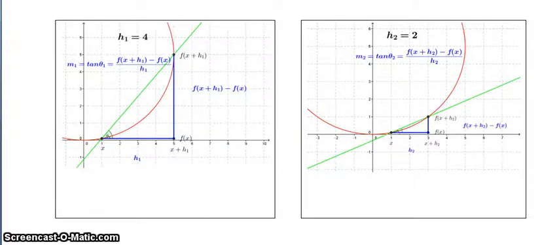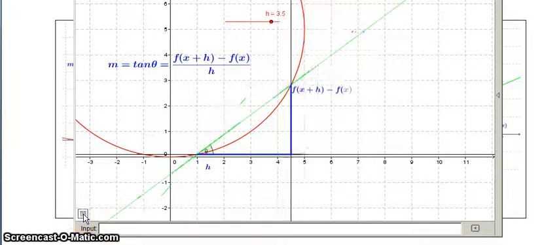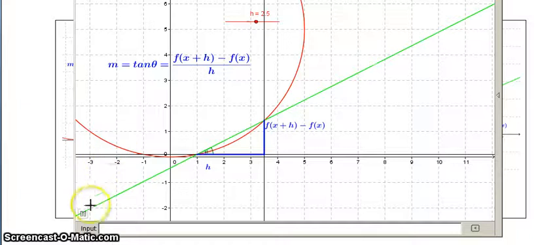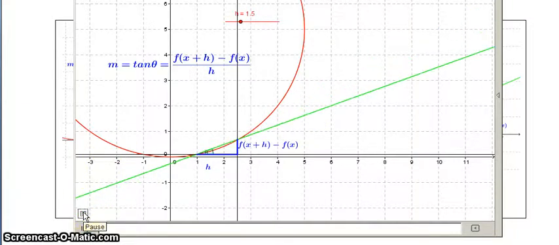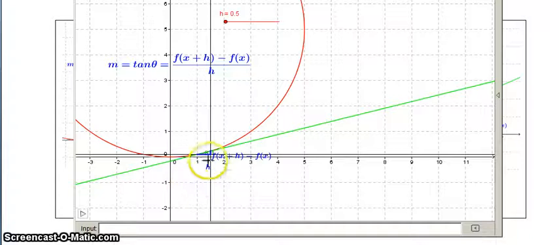Now let's see what happens as h goes to 0. h is getting smaller and smaller. And as h goes to 0, the line approaches the tangent to the curve. And in fact, this is the geometric idea of the derivative: the tangent to the curve at the point.